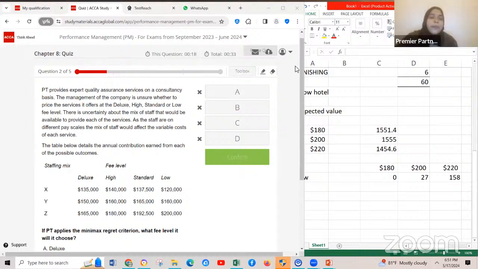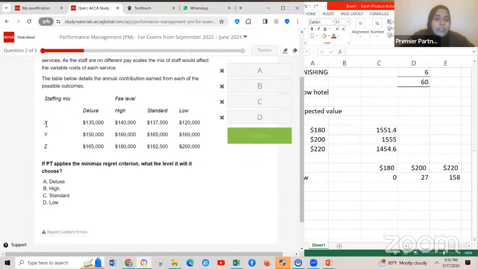Okay. PT provides expert quality assurance services on a consultancy basis. The management of the company is unsure whether to price the services it offers at the deluxe, high, standard or low fee level. There is uncertainty about the mix of staff that would be available to provide each of the services. As the staff are on different pay scales, the mix of staff would affect the variable cost of each service. The table below details the annual contributions earned from each of the possible outcomes.